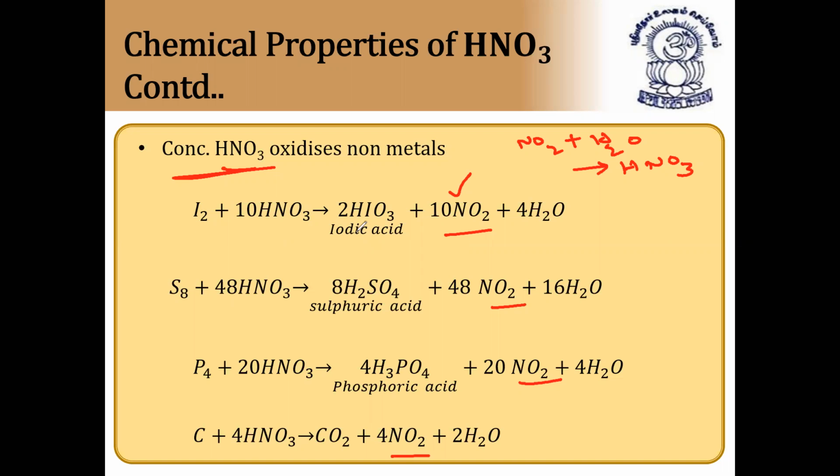So iodine changes to iodic acid, sulfur changes to sulfuric acid, phosphorus changes to phosphoric acid, and carbon changes to carbon dioxide. Carbon dioxide is also acidic in nature. So when you take concentrated nitric acid, you will get the corresponding acids on reaction with non-metals. So all these reactions are important. Please note them down. The reactions of concentrated nitric acid are very, very important. Definitely they'll ask questions in the examination. What type of questions they'll ask, that also I'll discuss with you. I hope it is clear.